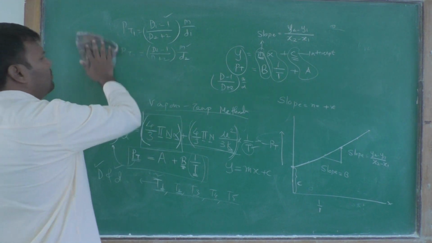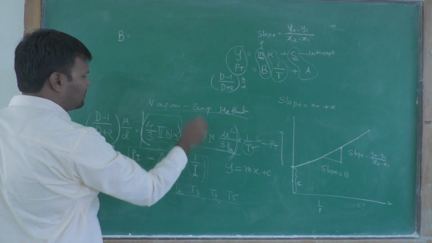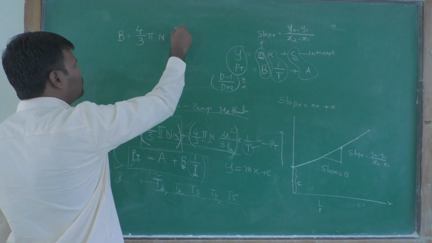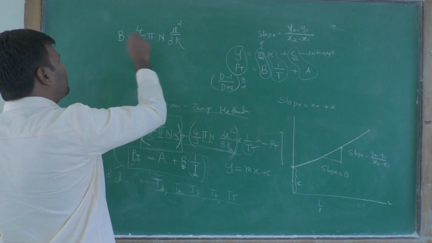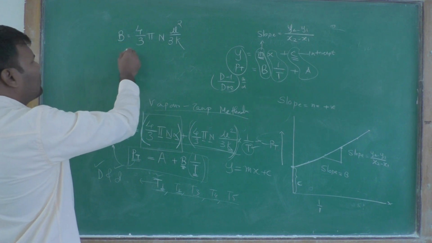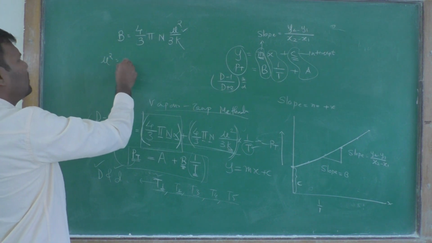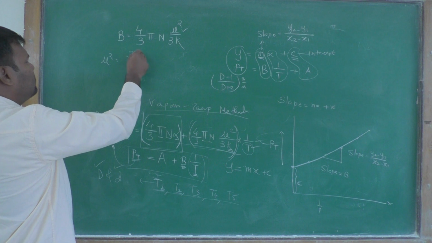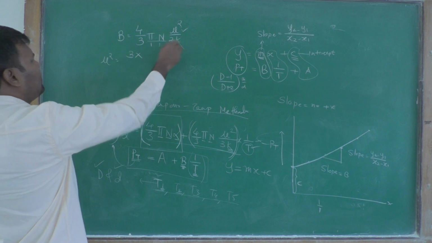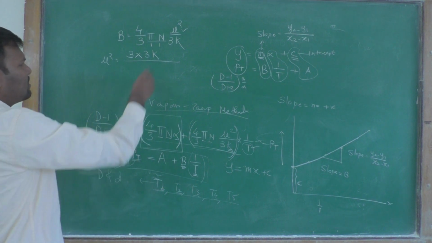Now b is equal to that one. Firstly, we write 4 by 3 pi n mu square upon 3k is the quantity of b. Therefore, we are interested in finding out the dipole moment. That is, mu square is equal to 3 into b. That total quantity will go to that side. The 3 and 3k will be at the upper side, that is the numerator side.